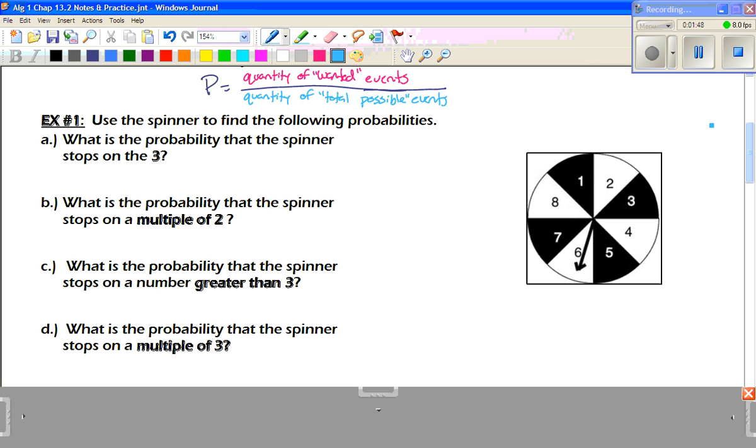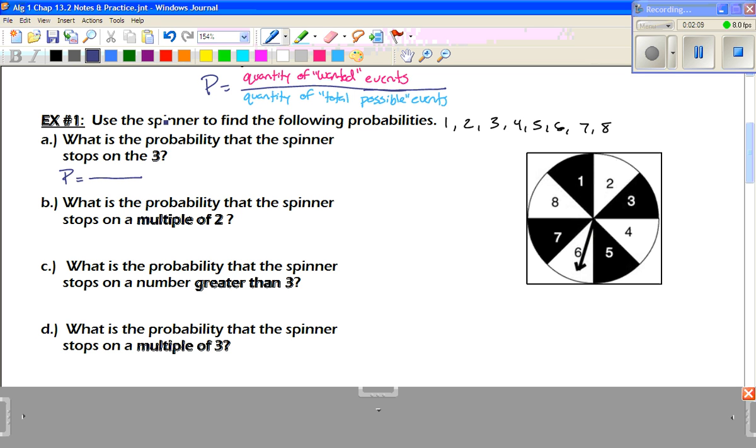Alright, let's use the spinner to find the following probabilities. The first thing that we're always going to do is we're going to write down all the different options we can have. So 1, 2, 3, 4, 5, 6, 7, and 8. So what is the probability that the spinner stops on the 3?